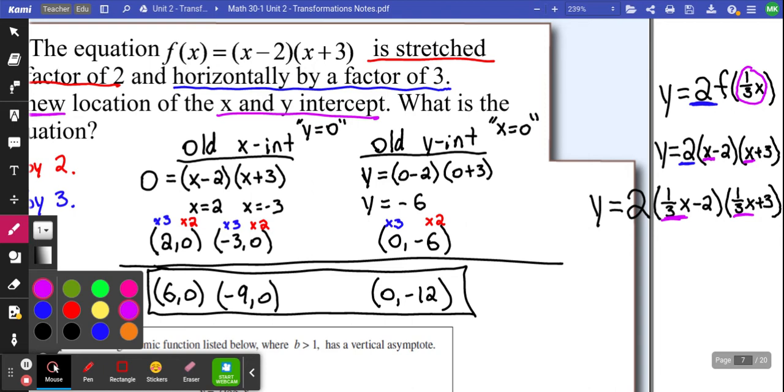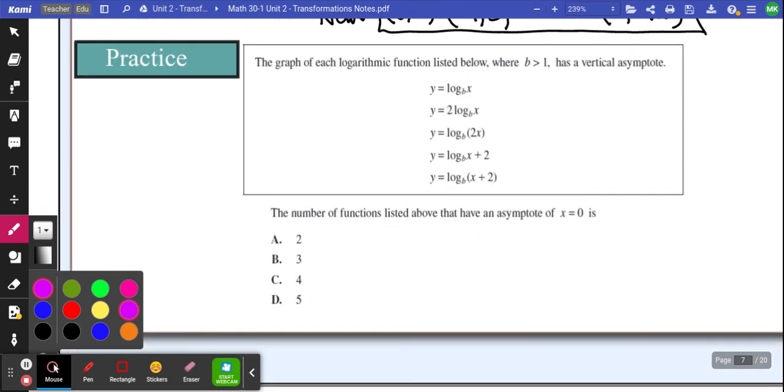Cool. Let's do another one. Oh, look, asymptotes are back. So it said, the graph of each log function listed below, where b is greater than 1, has a vertical asymptote. The number of functions listed above that have an asymptote of x equals 0 is.